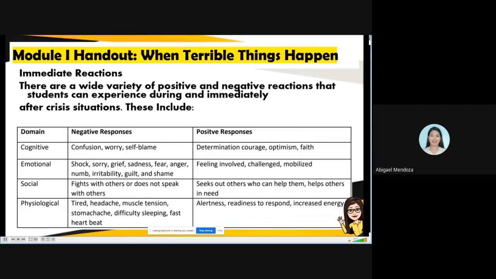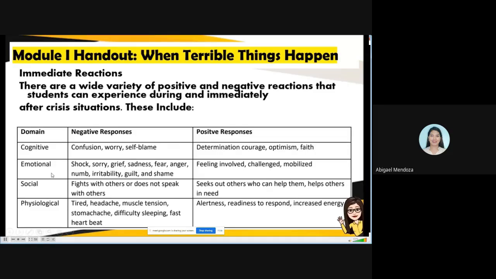Immediate reactions. There are a wide variety of positive and negative reactions that students can experience during and immediately after crisis situations. These are the domain column, negative responses, positive responses. Cognitive, the negative responses: confusion, worry, self-blame. Positive responses: determination, courage, optimism, and faith.